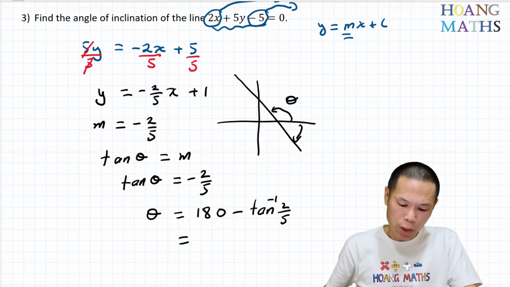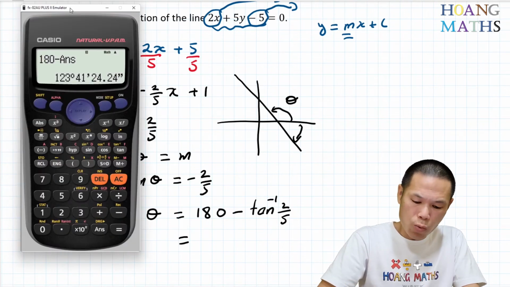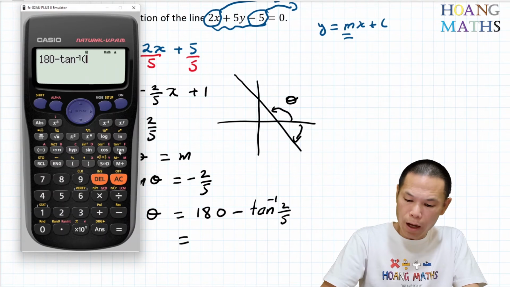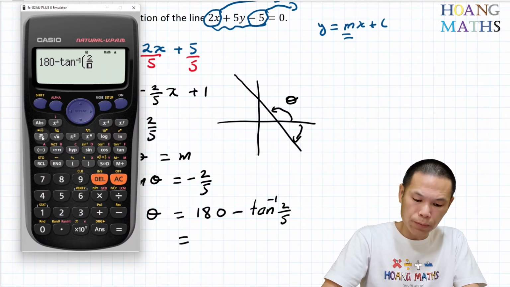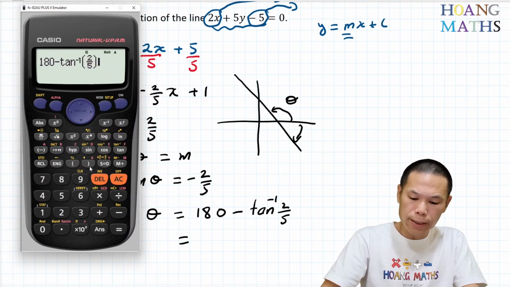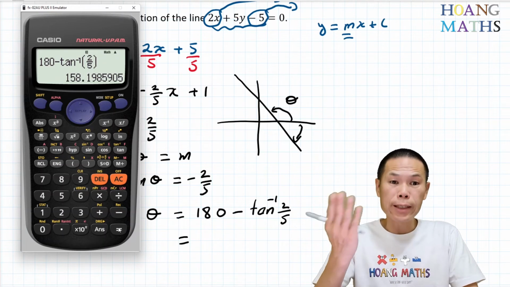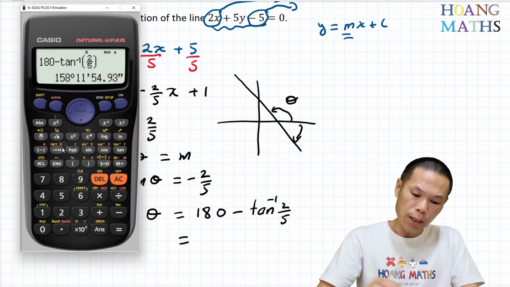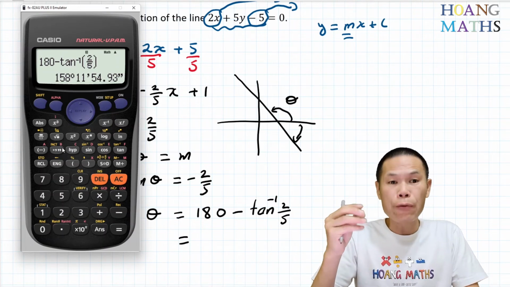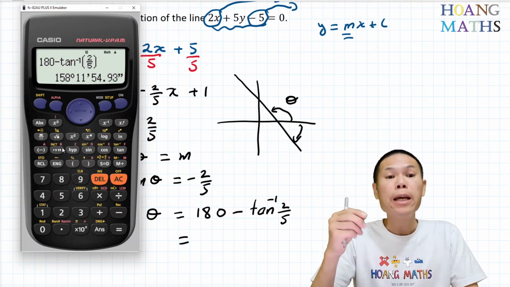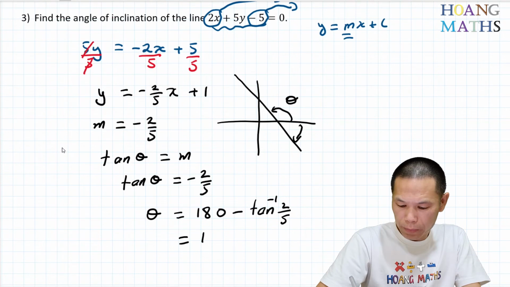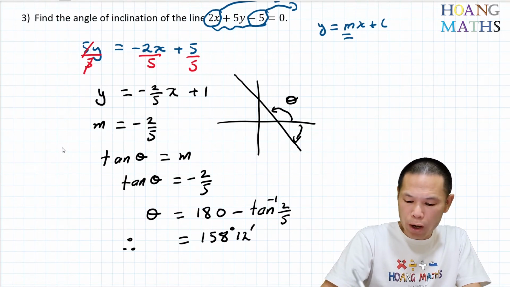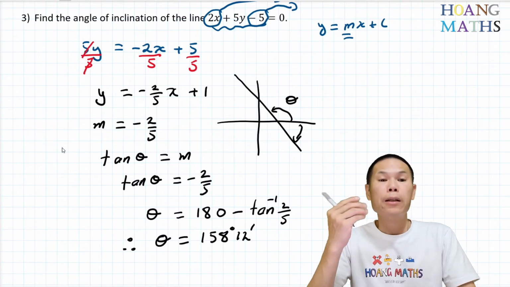Let me just put that on a calculator. I go 180 minus inverse tan of 2/5, and close brackets. There you go, that's the answer, but we round to the nearest minute. That would give me 158 degrees and 12 minutes. So therefore, the angle of inclination is this.